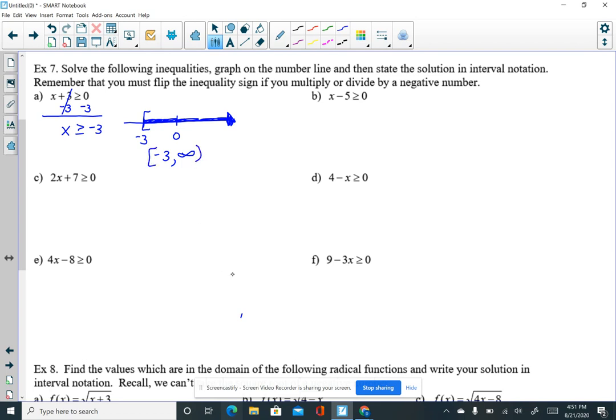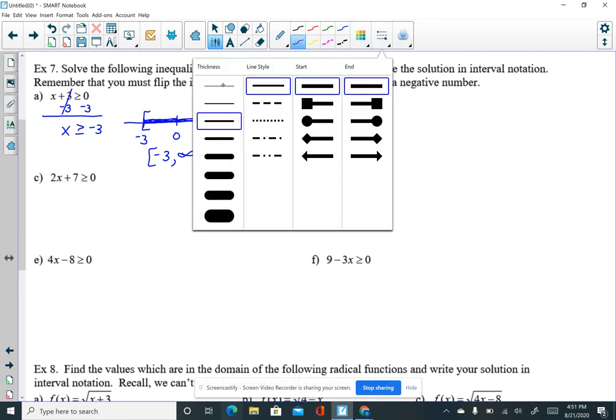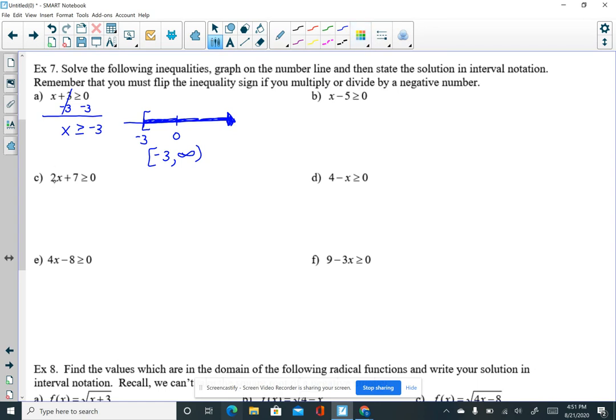Okay. Let's look at letter C. Just down here below in letter C, you have 2x plus 7 greater than or equal to 0. We want to solve for x. So the first step, we want to get closer and closer to getting this x all by itself. So I'm going to pull 7 over, do the opposite, subtract 7. 2x is greater than or equal to negative 7. Divide by 2. So x is greater than or equal to negative 7 halves.